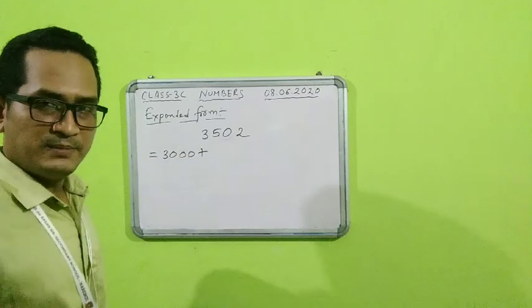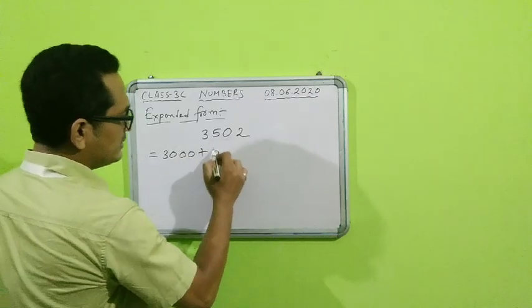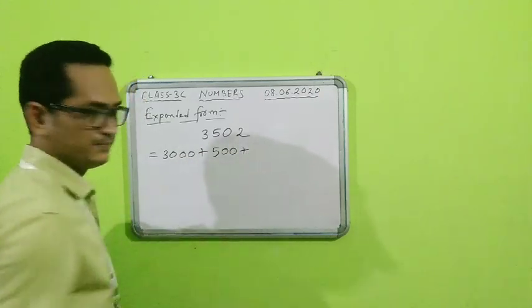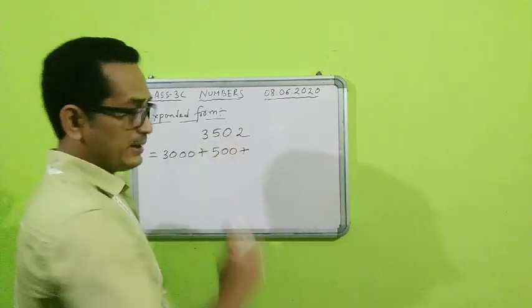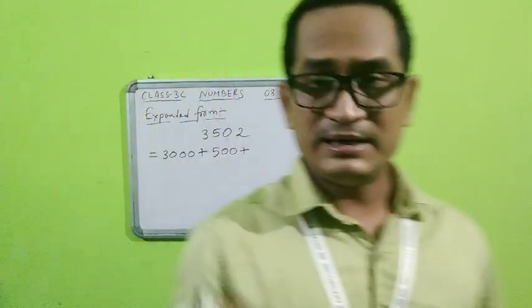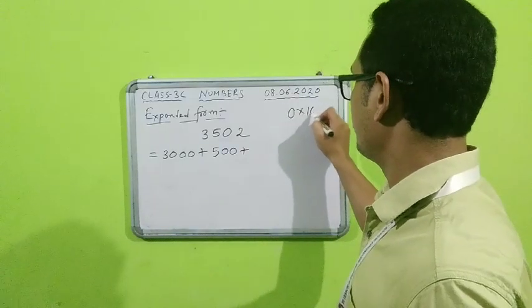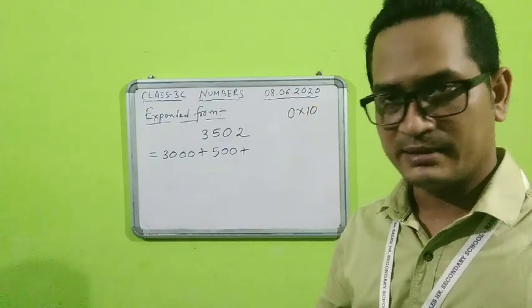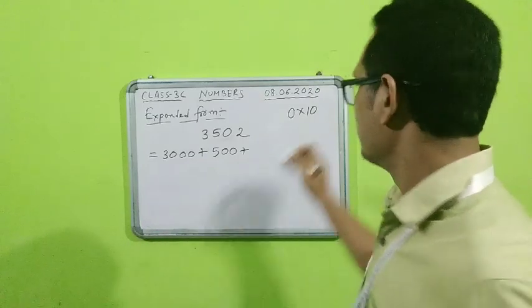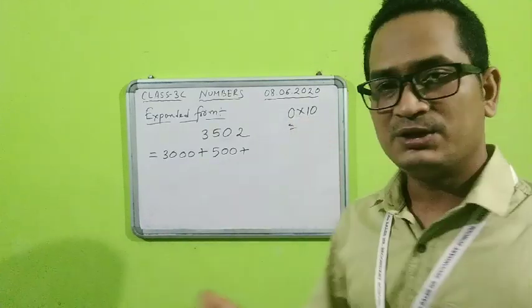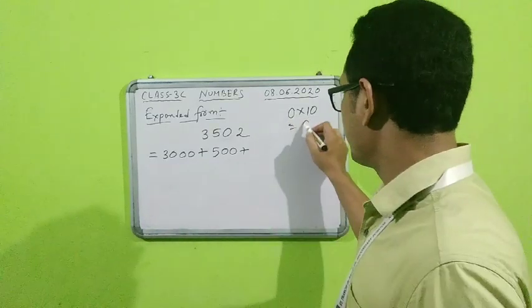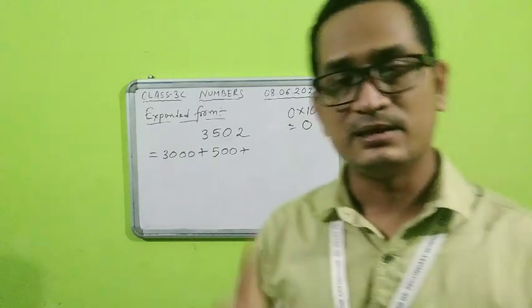3 into 1000, that will be 3000. 5 into 100, that will be 500, plus. Now what happens with 0? Students, 0 is sitting in which place? Tens place. So it will be how much? If you say what will be the place value of 0? 0 into 10, as with the other digits. But whenever we multiply 0 with any number, what result do we get? We always get the result 0 only.